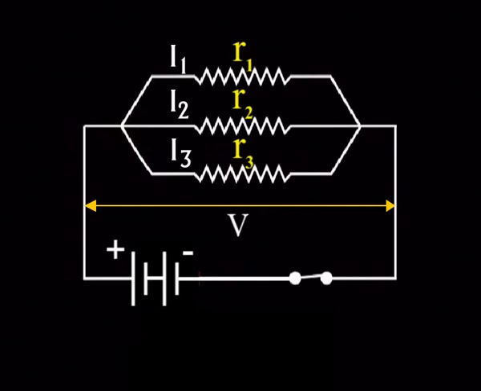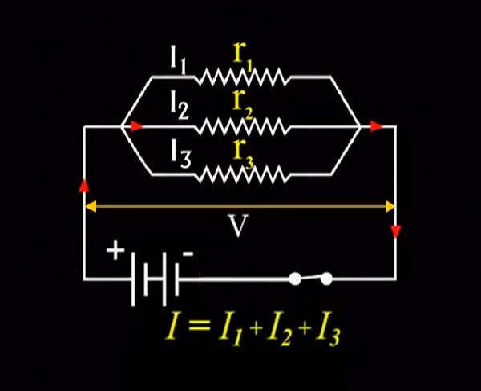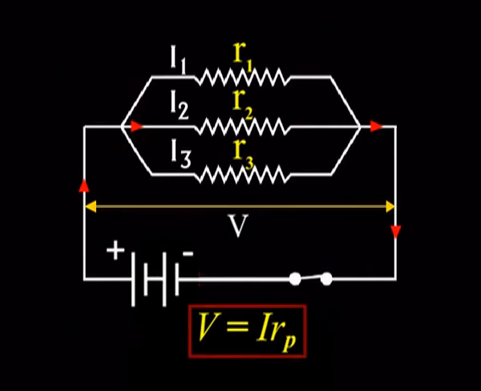Then, according to Ohm's law, I1 is equal to V upon R1, I2 is equal to V upon R2 and I3 is equal to V upon R3. Here I is equal to I1 plus I2 plus I3. If Rp be the equivalent resistance of the given parallel combination of resistances, then the potential difference across the combination is given as V equal to I into Rp.